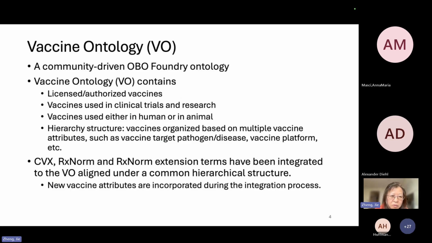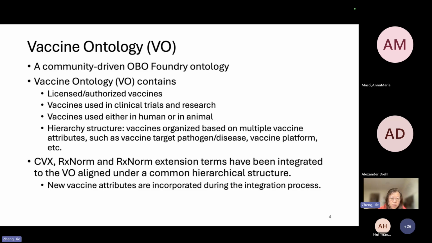And VO, I think most people know that, is a community-driven open foundry ontology. VO contains not only the licensed vaccines, it also includes the vaccines in clinical trial and research. And not only the human vaccines, it also includes the vaccines used in animals. And VO provides a nice hierarchy, and it organizes the vaccines based on multiple vaccine attributes, such that we group the vaccines by pathogen, disease, vaccine platform, etc.